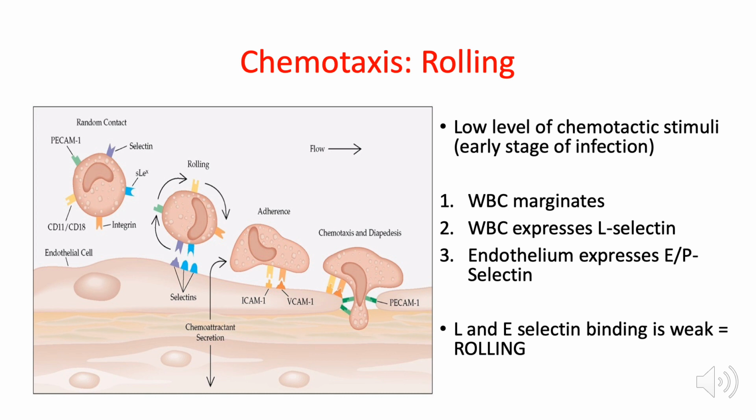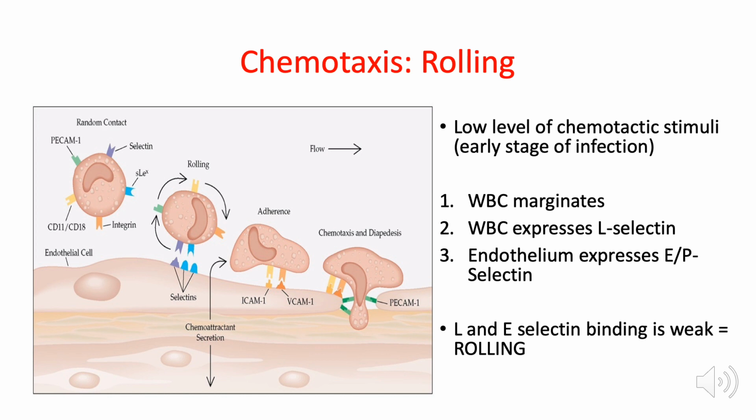L-selectin. Again, imagine in a normal person or a healthy person, the white blood cells are most of the time found in the center. When there is low level of chemotactic stimuli, they will start to go to the margin, and you call that as margination. As they are undergoing margination, they will start expressing on their surface or cell membrane L-selectin. And the endothelial cells, the simple squamous epithelium of the blood vessel, will also express E and P selectin.